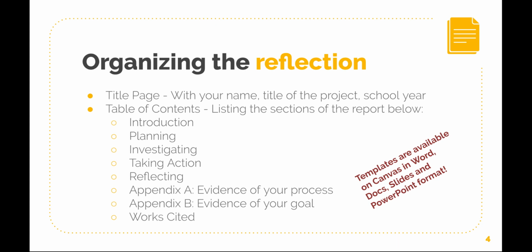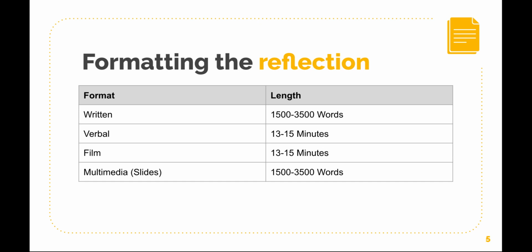You should begin with a title page or title slide, and then a table of contents outlining the different areas of your reflection. If you're using a written format, the reflection is limited to 1,500 to 3,500 words. If you're doing a verbal report, which must be recorded, you're limited to 13 to 15 spoken minutes or 13 to 15 minutes of film. If you're doing a multimedia report, for example, a narrated slides PowerPoint, like this one, you are limited to 1,500 to 3,500 words, both spoken and written on the slides.